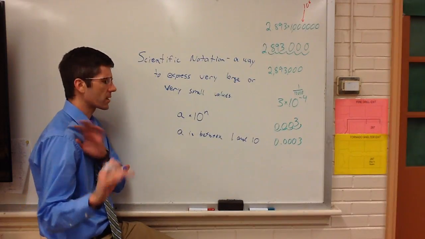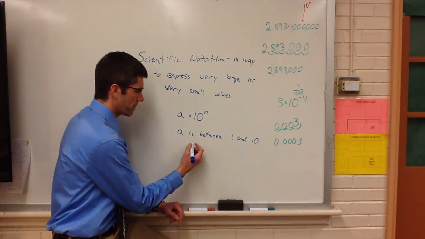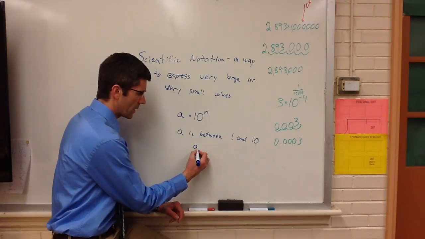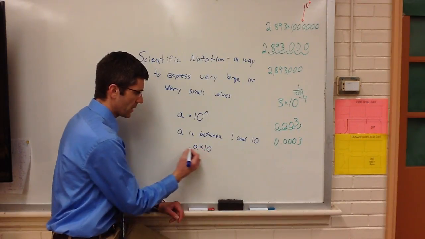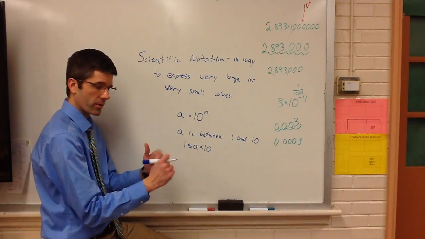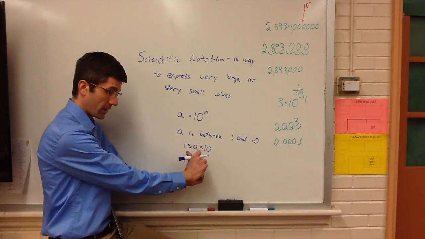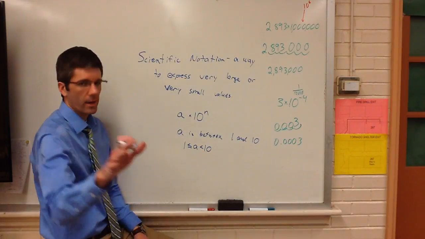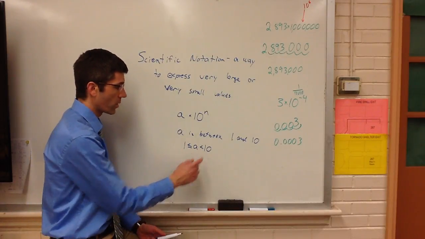Let me go there mathematically for just a second. So A is going to be less than 10, but A is also going to be greater than or equal to 1. I know I said greater than or equal to while I wrote the less than or equal to sign. I was kind of reading it backwards as I was thinking of it. Here's what I really mean. A is between 1 and 10.